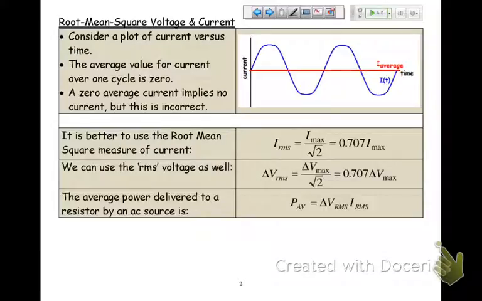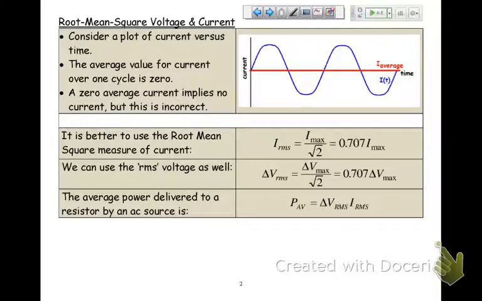Okay, we're going to use graphs, and we're going to use phasor diagrams, and we need some way of simply representing how much we have. Average is no good because it's 0. The peak is no good because it's only there for an instant.